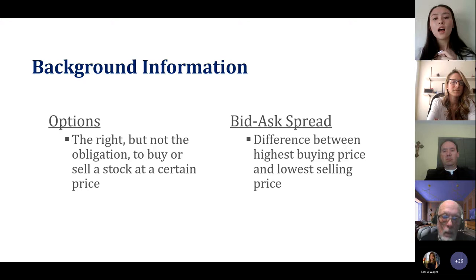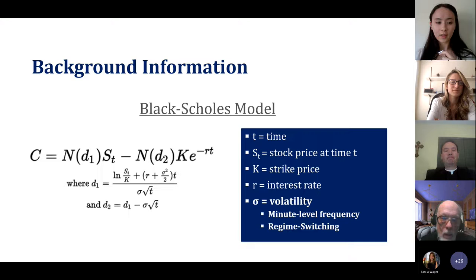The bid-ask spread is what we're using as our point of comparison, and this is the difference between the highest buying price and the lowest selling price of the option. The Black-Scholes model is the foundation of all the calculations that we're doing for this project.